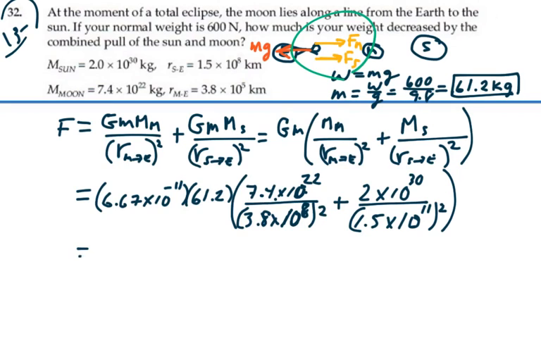And what does that give us? 0.365 newtons, which is approximately 0.06% of your total weight. 0.365 newtons.